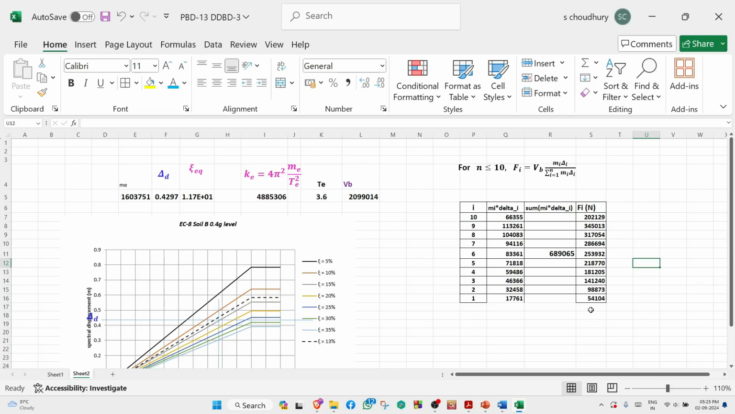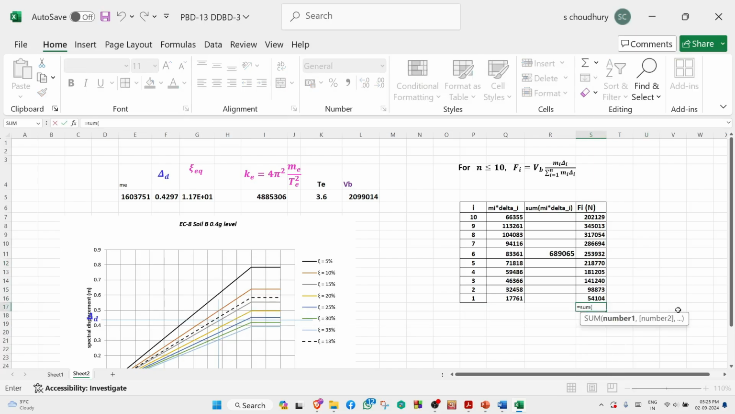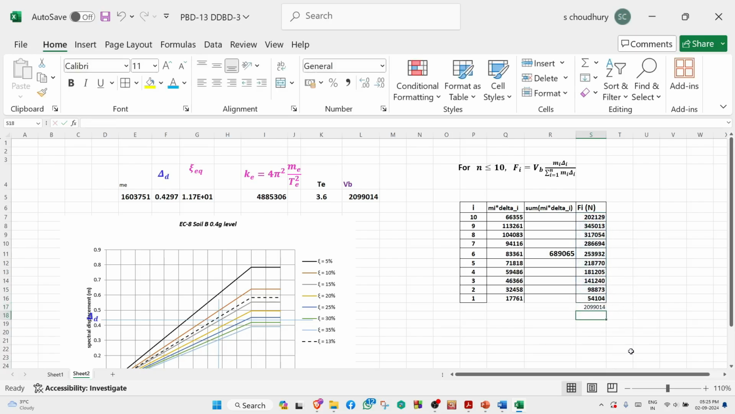We can make a check here whether our calculation was correct. So equal to sum, if you take all the forces that are distributed over the floors, how much does it come to? It comes to this 29,91014, which is here. It is equal to base shear. So our calculation is correct.